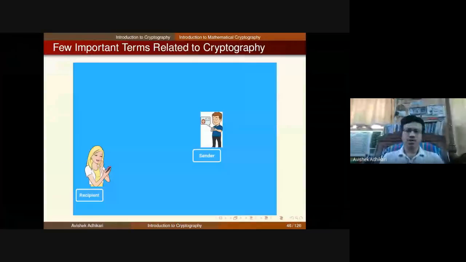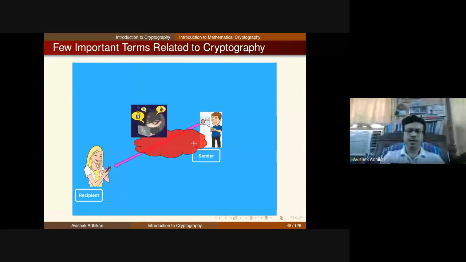Okay. So a few important terms are very useful for cryptography. There is one guy who is the sender and the other is the recipient. Suppose he sends this message using some internet technology. The problem is that a bad guy is there who is trying to listen to what is being sent.